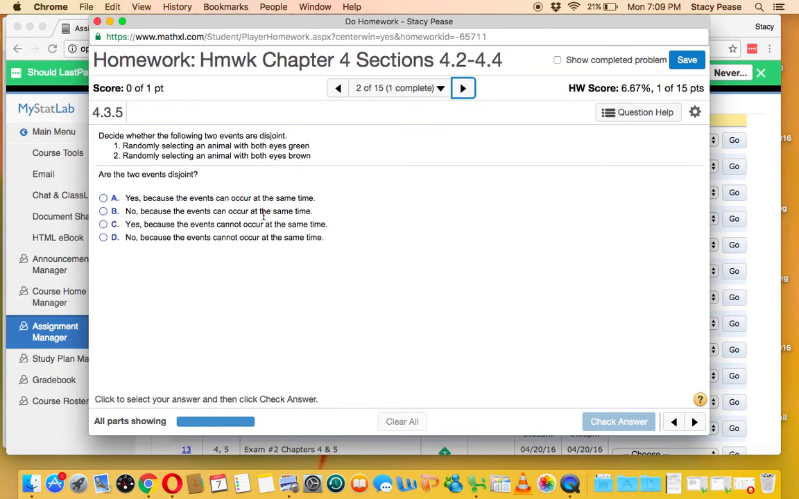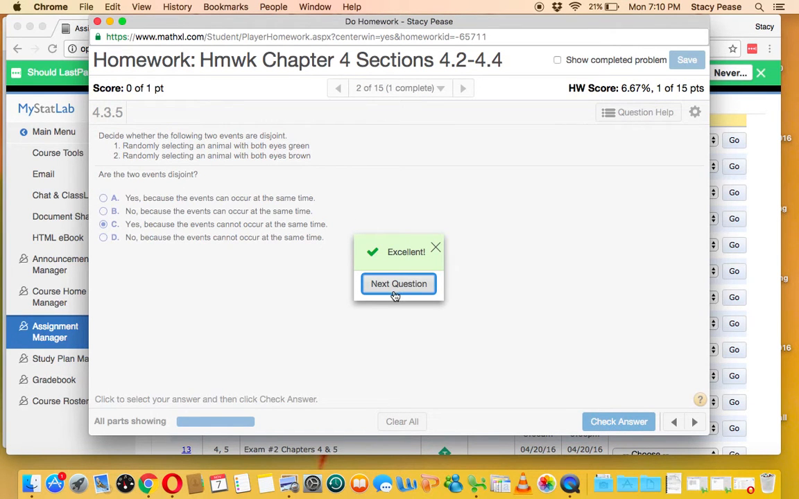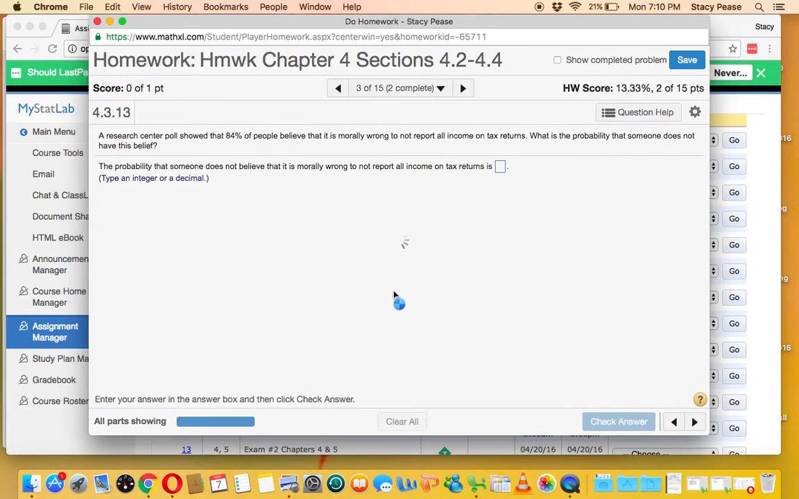So let's look at what we have here. We just said that we need to decide whether they're disjoint. So we're going to say yes, they are disjoint, meaning they can't happen at the same time. You can't have both green eyes and brown eyes at the same time. We also said that it's because the events cannot occur at the same time. That's the definition of disjoint. So let's check our answer. Great. Okay, so we will move on to the next question. Okay, question 3 also comes from Section 4.3.